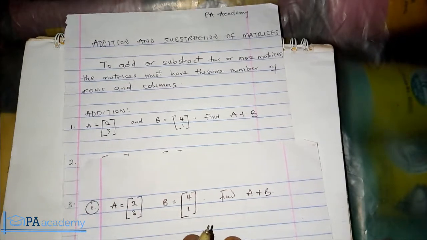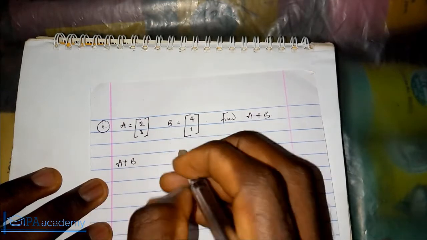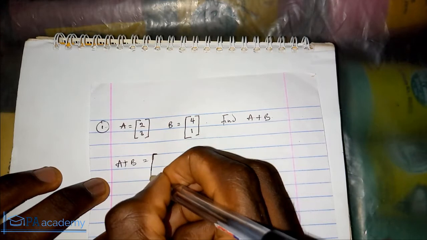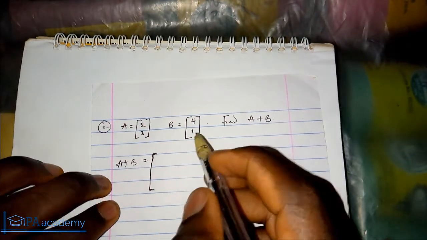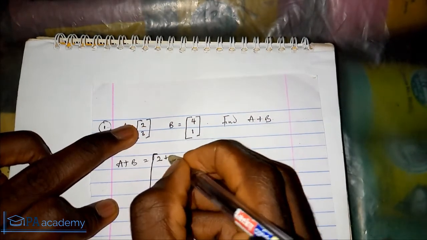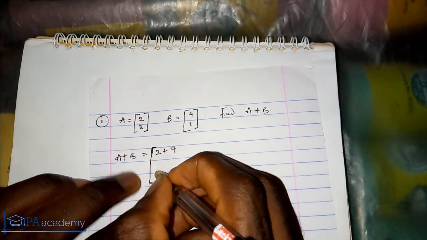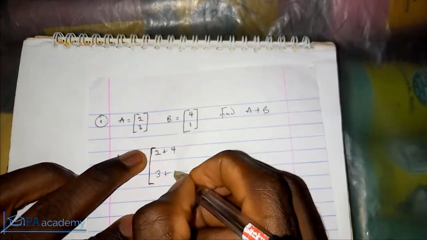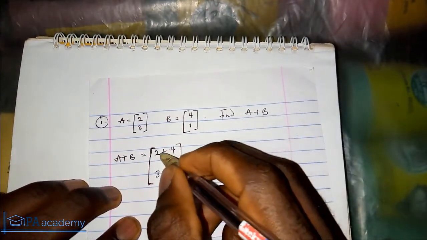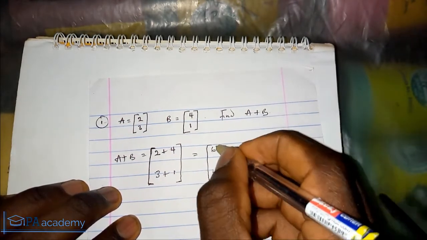So let's do that. To add A plus B, we open the bracket. For A, we pick the first number 2 plus the second one 4. And then for the lower part, 3 plus 1, and then we close it. That gives us 2 plus 4, that's 6, and 3 plus 1, that's 4.